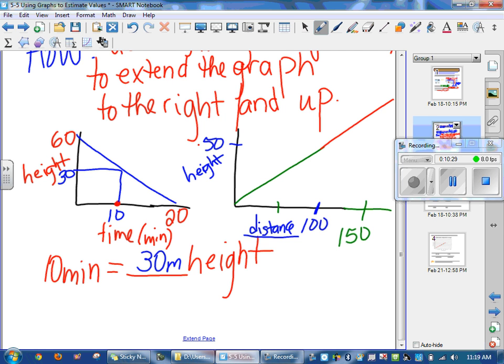And then now you carry your line up. So I'm going to go up and across. Okay? And you estimate values that way. That's extrapolation beyond the graph. So you have to extend the graph. Yes?